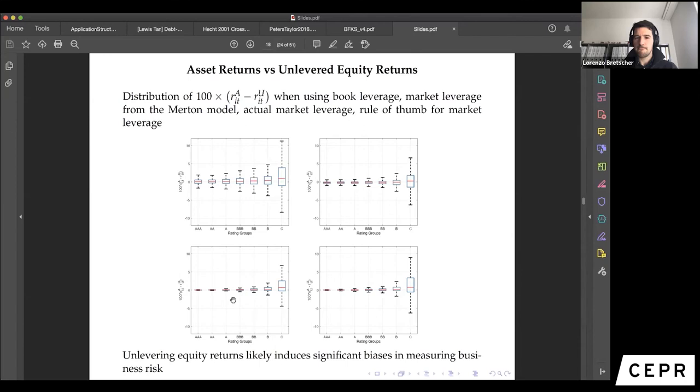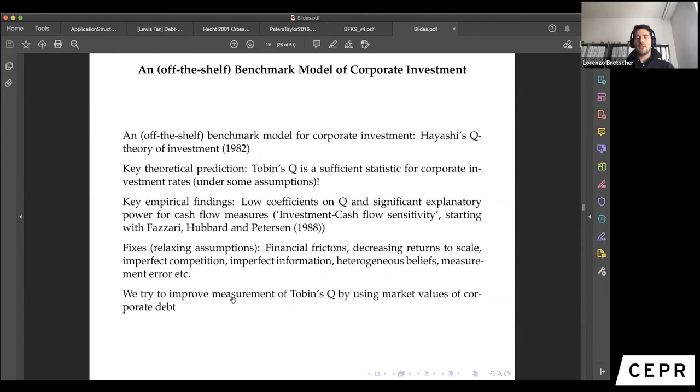Now let me switch gears and think about corporate investment. The benchmark model is Hayashi's Q theory of investment. The key theoretical prediction is that Tobin's Q is a sufficient statistic for corporate investment rates, under some assumptions. But the key empirical findings are that it's not quite the case. There's this investment cash flow sensitivity, the coefficients on Q are quite low, and R squared is significantly far away from one. So you can either fix the theory, and there have been many very valuable attempts to do that. What we do is different.